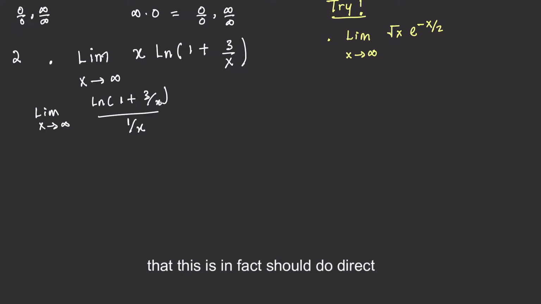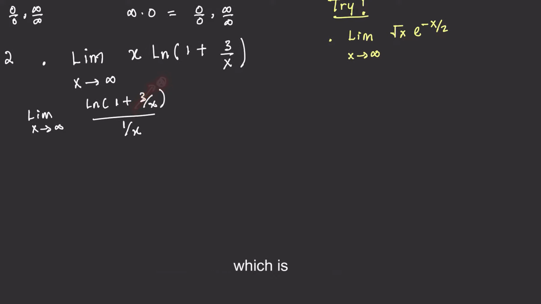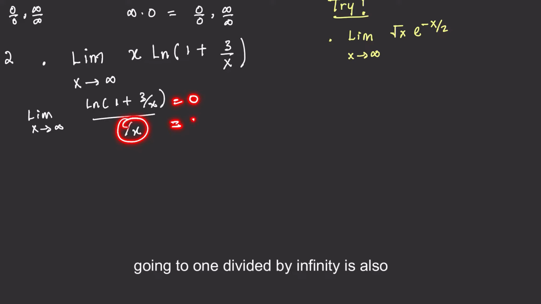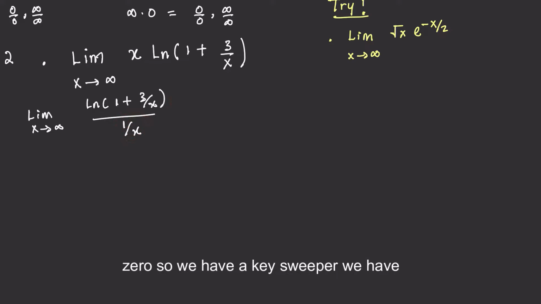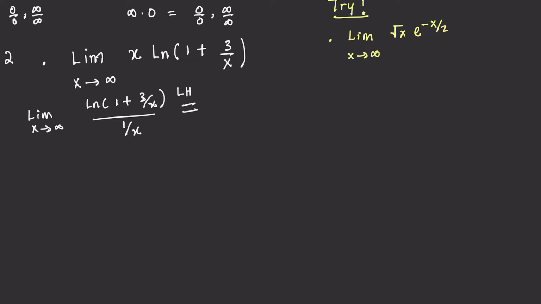You observe that if you do direct substitution, this is going to 0, this is going to 0, and 1 divided by infinity is also 0. So we have a case of 0 divided by 0, which is an indeterminate form. So here we can conveniently apply L'Hopital's rule.